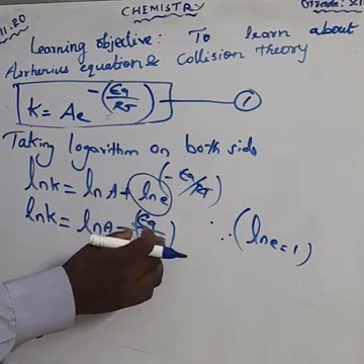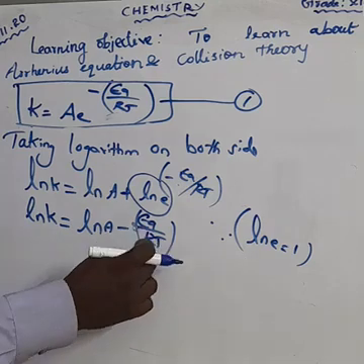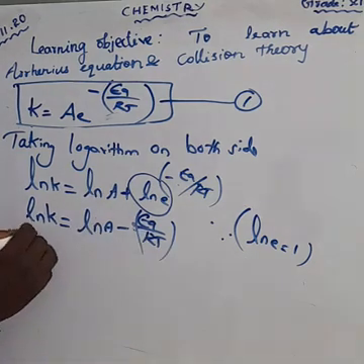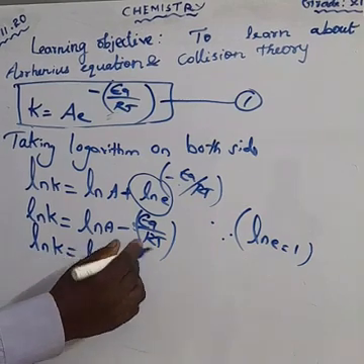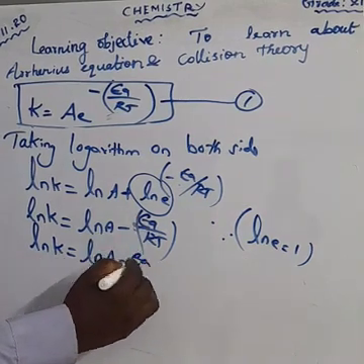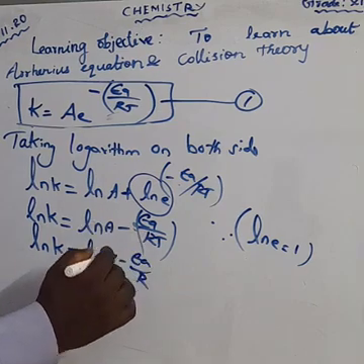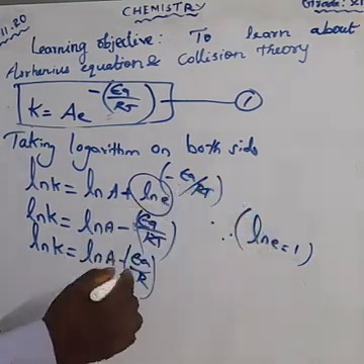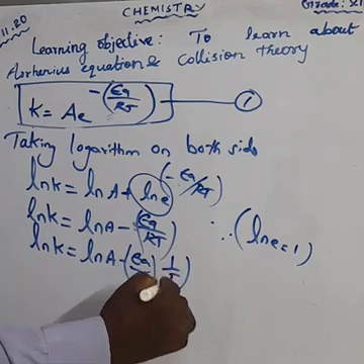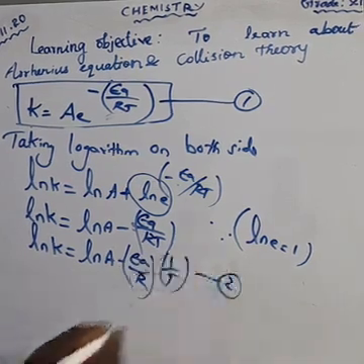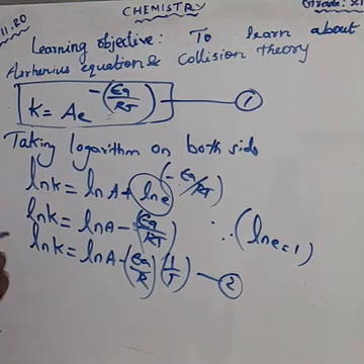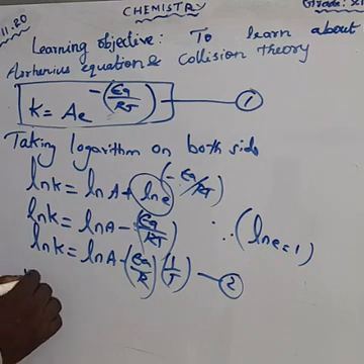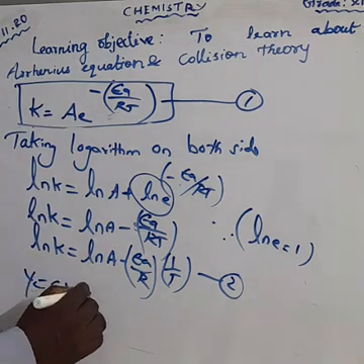We are taking the T out, so we can rewrite the equation: ln K is equal to ln A minus EA by R, taking the temperature as 1 by T. This is equation number 2. Here is the straight line equation. What is the straight line equation? y is equal to c plus mx.